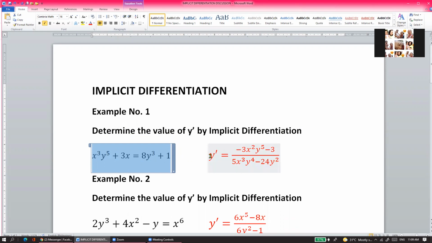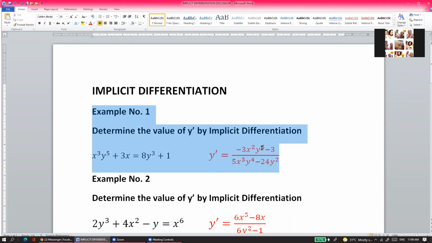Now sa right side, yung naka-red mark, ito actually yung sagot na kailangan nating makuha sa example number 1. Ang tanong, paano tayo makakapag-arrive sa sagot na y prime is equal to negative 3x squared y to the 5th power minus 3 all over 5x cubed y to the 4 minus 24y squared. So paano natin makukuha yung sagot na yan? Now to start with, we have now the example number 1.